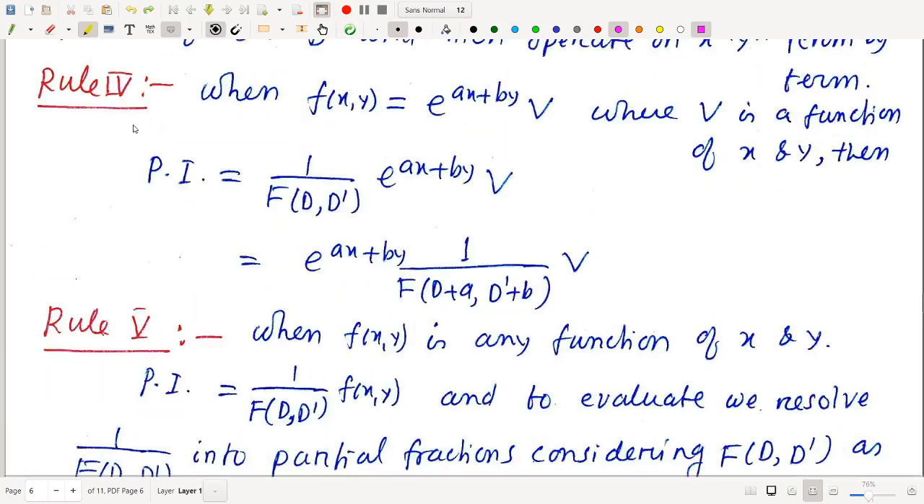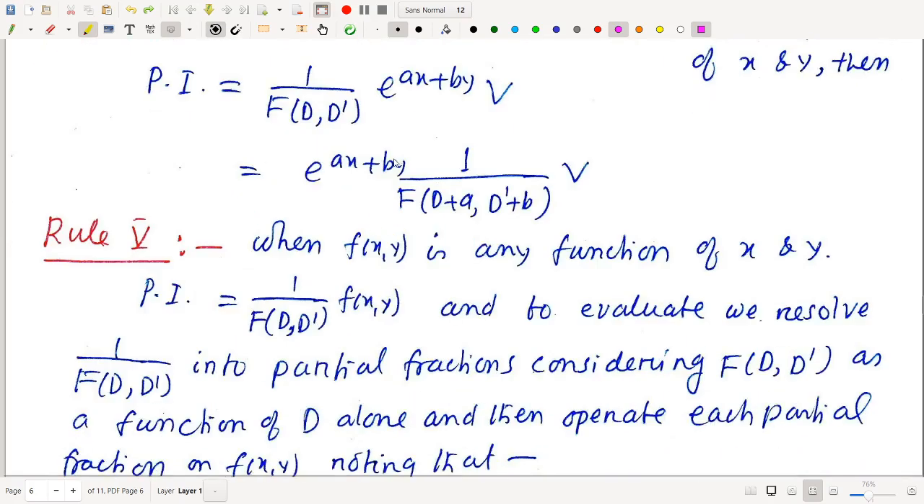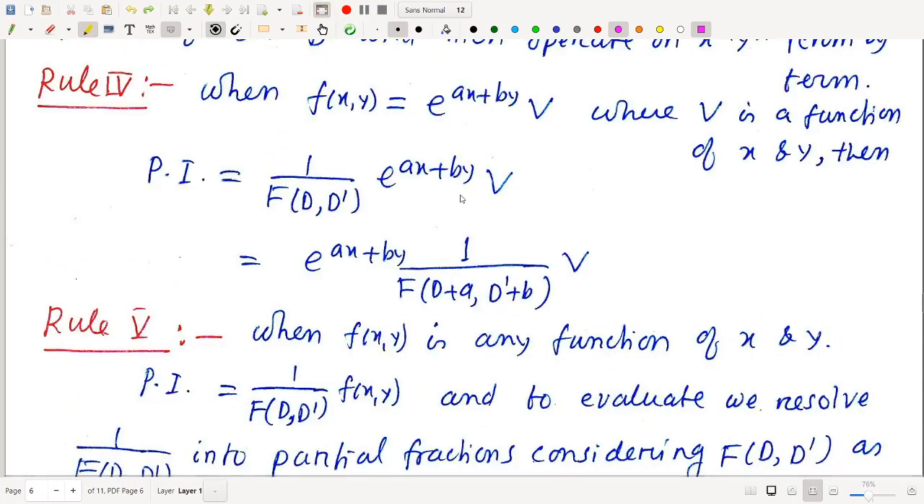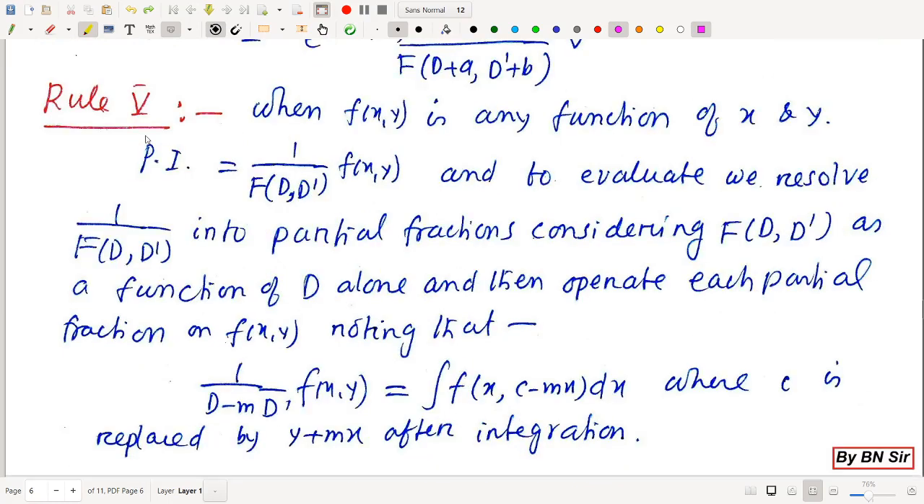Okay. Rule 4. When f of x y is e to the power ax plus by into capital V, where V is a function of small x and y, then PI is 1 by f of D comma D dash, e to the power ax plus by into V, equal to what? E to the power ax plus by comes to the left, and 1 by f of D plus a comma D dash plus b operates on V. E to the power ax plus by comes to the left, and D becomes D plus a, D dash becomes D dash plus b, and 1 by that operates on V. This is rule number 4. We shall see how and why. Rule 5.